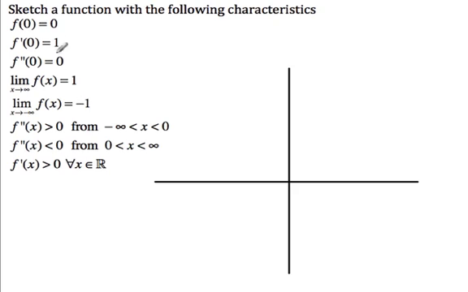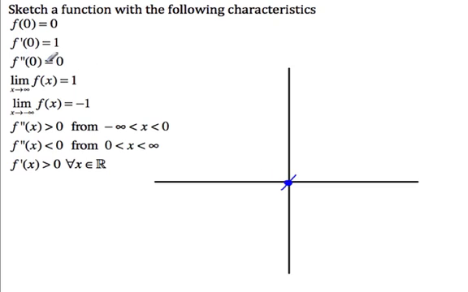So the first one says f of 0 is 0. So that's when I plug in 0 for x, I get 0 for y. So that's the origin. F prime of 0 is 1. So that's saying the slope at 0 is 1. So that should look something like this. So it goes through (0, 0) with a slope of 1.